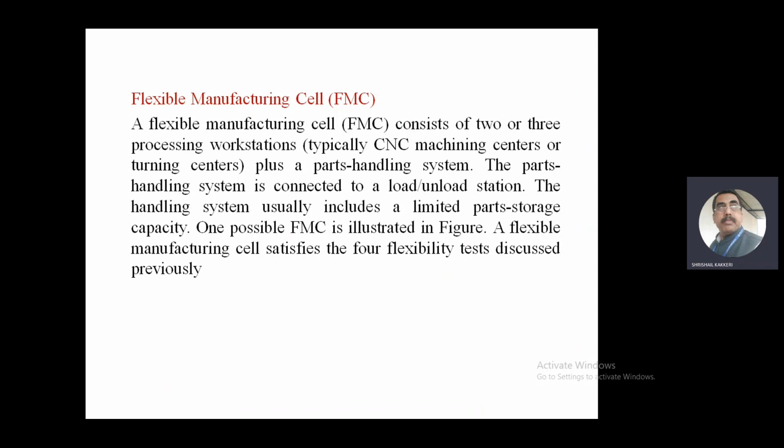Now, let me come to the flexible manufacturing system. In what way will the flexible manufacturing system be different from the flexible manufacturing cell, whether single or double? The additional feature in this is that in between these lines there may be non-production stations also implemented.